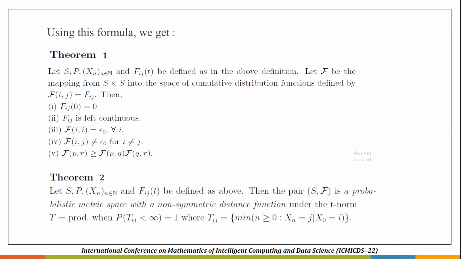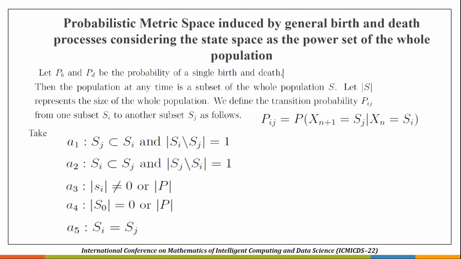And theorem 2 is, with these conditions, we can prove that our state space together with these distance distribution functions will form a probabilistic metric space, where tau is taken as the usual product. It does not satisfy the condition Fpq equal to Fqp, so it is a probabilistic metric space with a non-symmetric distance function. And the T-norm or triangle function tau is considered as the usual product. So that is our theorem 2.